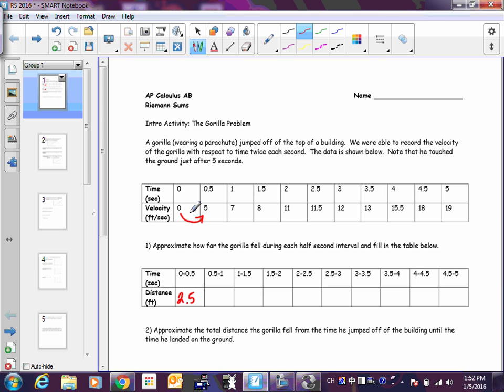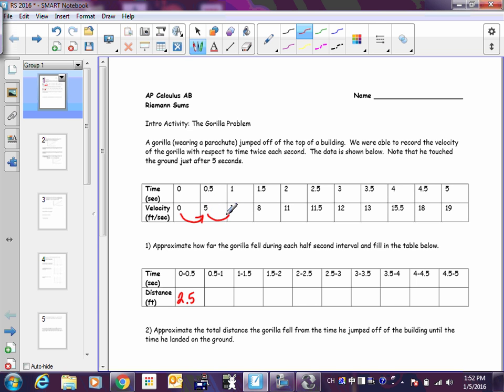And why, if the velocity is changing from 0 to 5, why did you pick 5 and not 0 or some number in between? There's no wrong or right answer here. I want to create a discussion. So it has to be between 0 and 5. So picking 5 would be a totally legitimate answer.